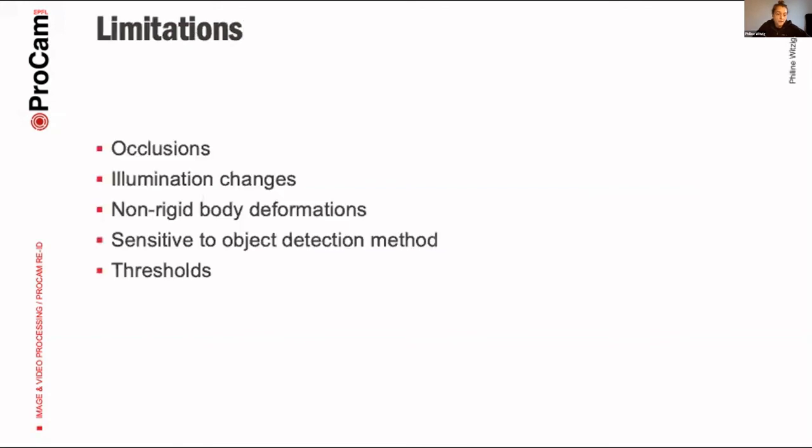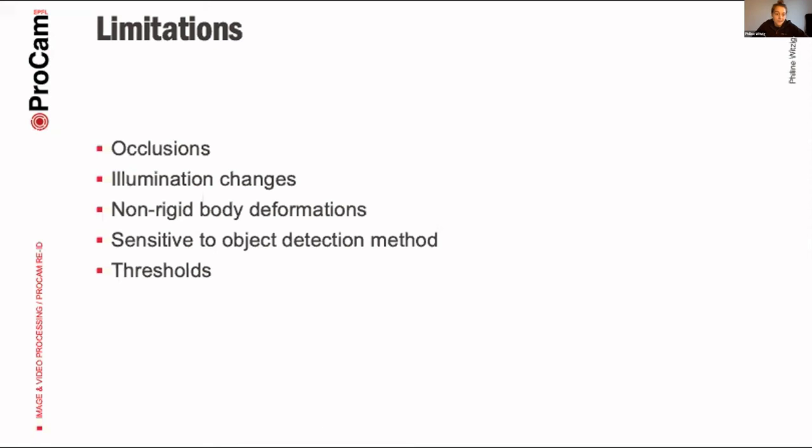Here I summarize the limitations that we've seen throughout the presentation. So occlusions are difficult, then illumination changes. So going from a white background to in front of a window, where we would have light coming from the background, is challenging for the approach. Also, these non-rigid body deformations can, in some scenarios, be challenging. And as I said before, it's very sensitive to the object detection method used. And last but not least, setting these thresholds might be tedious. So it would be nice to not have to do this.